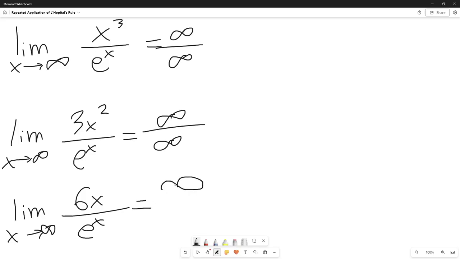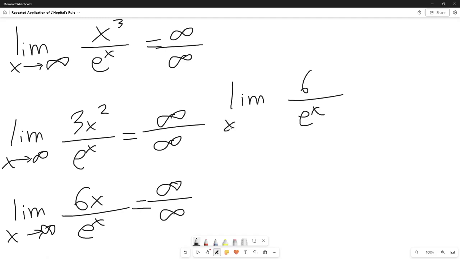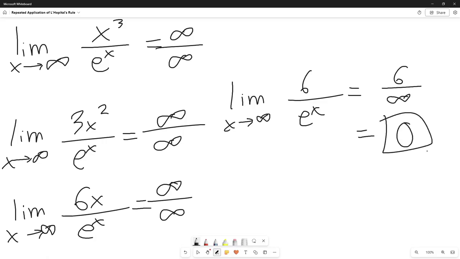And this is still infinity over infinity, but we can do it again for a third time, and we get 6 over e to the x, the limit as x approaches infinity, and we get 6 over infinity, which is just 0. That's our answer. And this is not necessarily a new concept. If you already know L'Hopital's rule, this is just the same stuff, but a lot of people tend to forget or just don't know that you can use L'Hopital's rule multiple times in one limit.